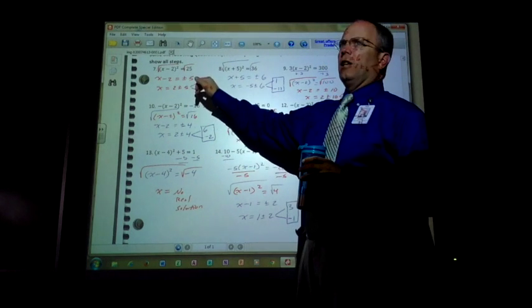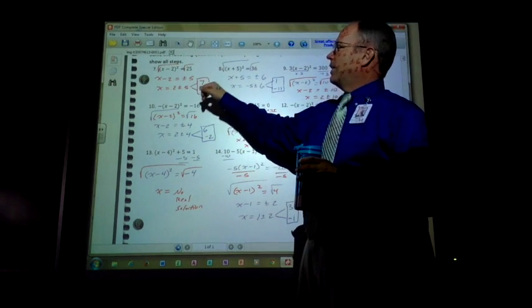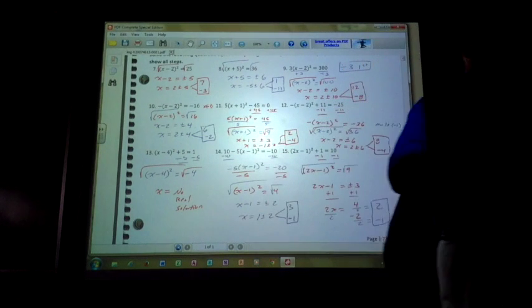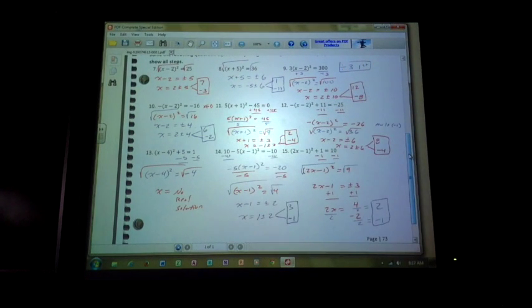I just write the answer like this because I've seen teachers write it as 7 comma negative 3, and then students start confusing that as a point. It's not a point. It's 2 individual answers.